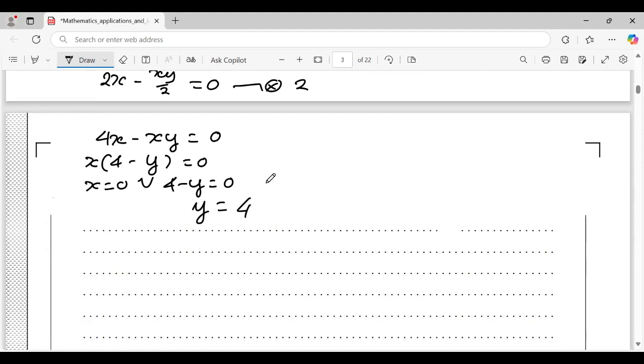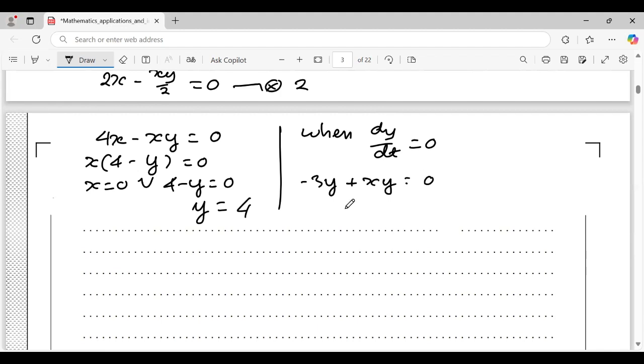When dy/dt equals 0, it means minus 3y plus xy equals 0. I factorize y(minus 3 plus x) equals 0. So y equals 0, or minus 3 plus x equals 0. So x equals 3. So when dy/dt equals 0, y equals 0, or x equals 3.